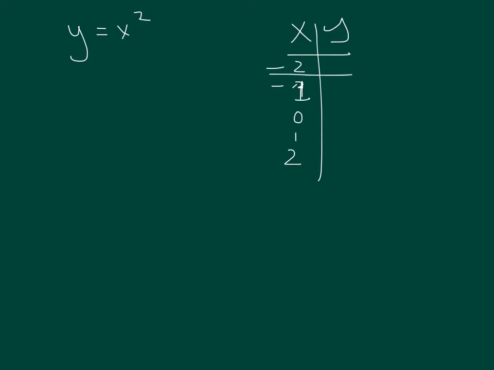The next big piece that we talked about was looking at y equals x squared as a graph. What we did first was we made a table with our x and y values. We went from negative 2 up to 2. When I square negative 2, I get 4. When I square negative 1, I get 1. Square 0, I get 0. Square 1, I get 1. Square 2, I get 4.